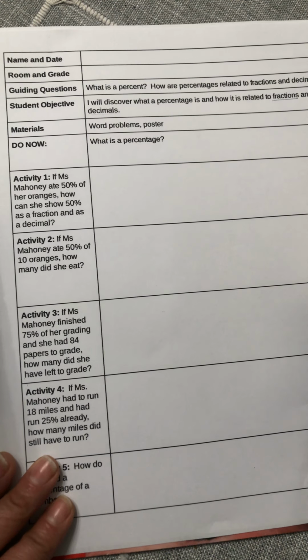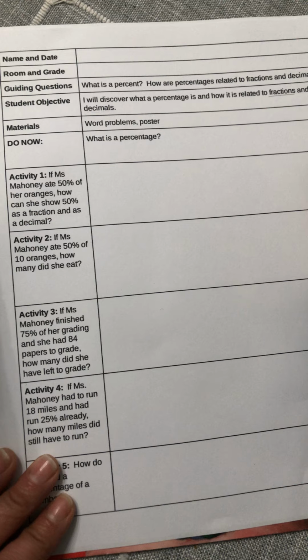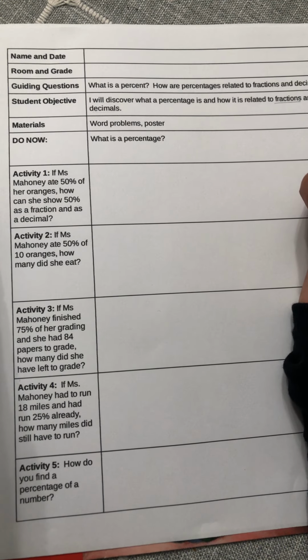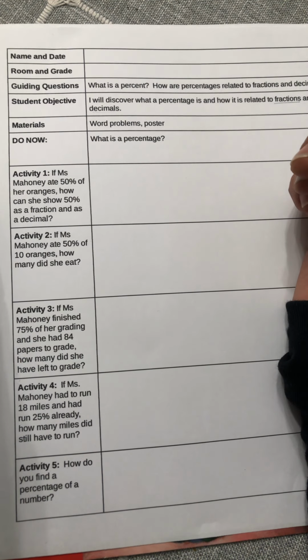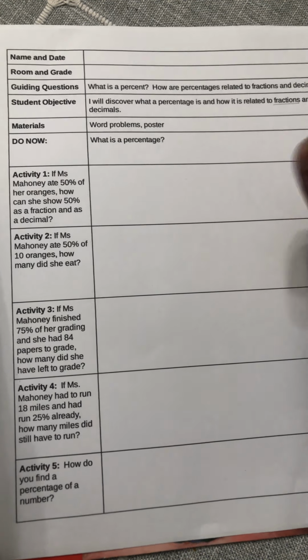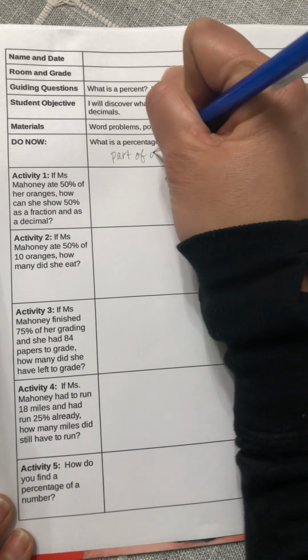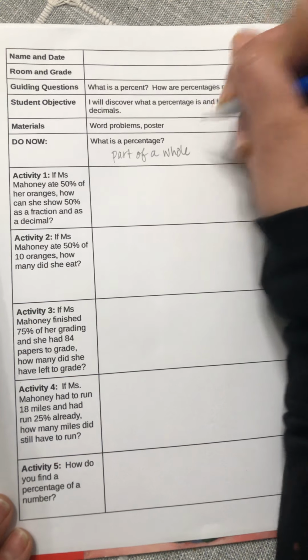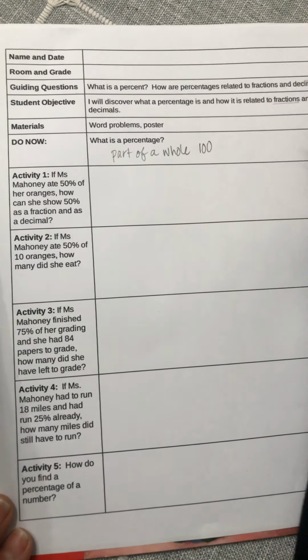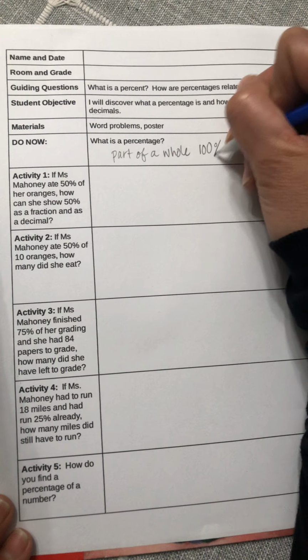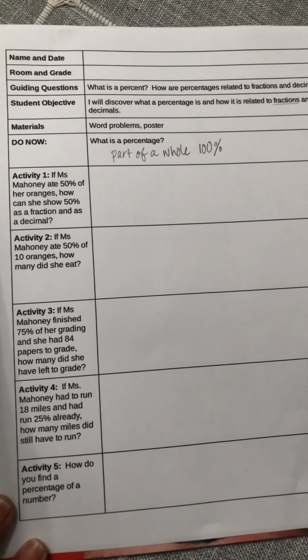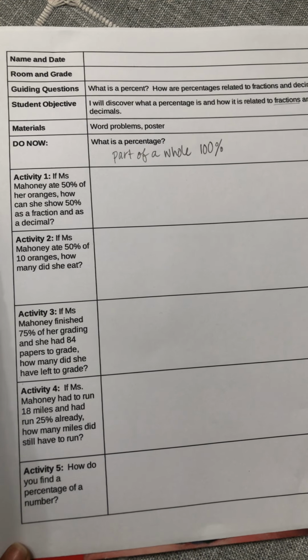So we know that fractions are always out of a whole, right? And then you also know that decimals are always out of base 10 and that you can find equivalent decimals and fractions. So they're all related. So a percentage is a part of a whole. And percentages are always out of 100. And we use this symbol as our percent, okay? So think of that as we do this work, and let's see how we can figure out how percentages, decimals, and fractions are all related.